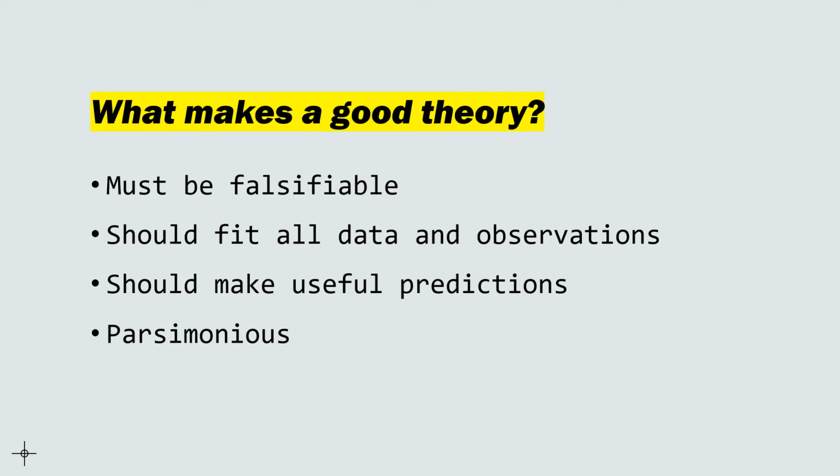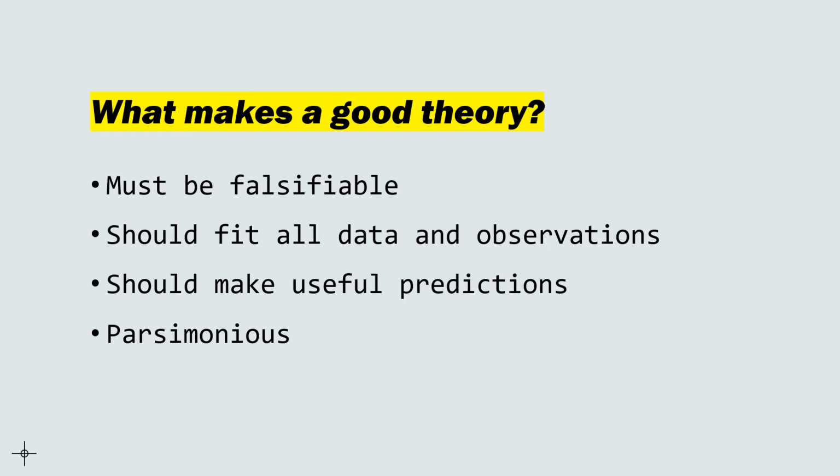Good theories should also fit all the available data and observations. So if I come up with a theory and then an observation goes against that, then that's a piece of evidence that maybe this theory isn't true. Good theories should also make useful predictions. So from a theory, I should be able to say, if X happens, then Y is going to happen. Right? So again, in psychology, if I have a theory that this particular medication is going to help treat depression, then I'm basically making a prediction. I'm saying if this person with depression takes this pill, their symptoms are going to get better in the future, right? So good theories should make useful predictions.